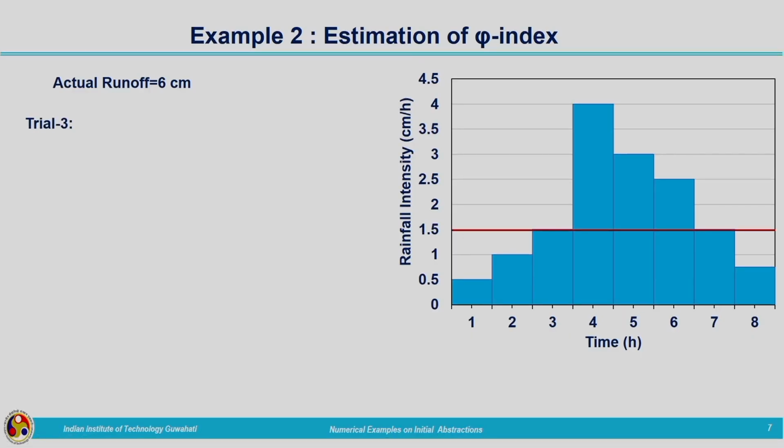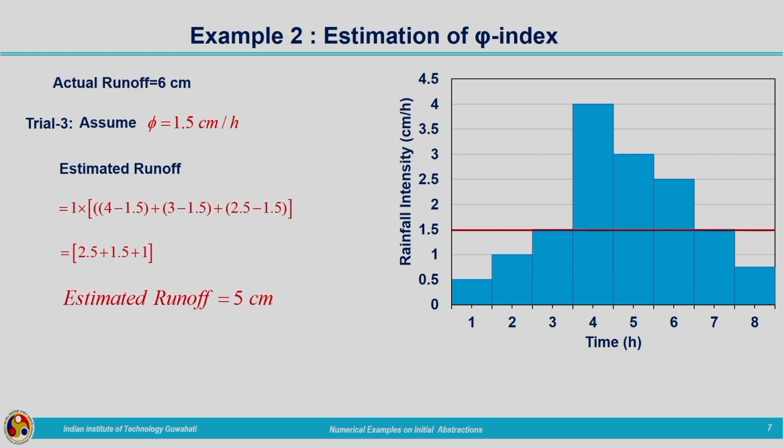In the third trial, we will assume a phi index value of 1.5 centimeters per hour. So, trial 3, our assumption is phi equal to 1.5 centimeters per hour. The estimated runoff will be around 5 centimeters. So, you can understand that the phi index value of 1.5 centimeters per hour produced a runoff depth of 5 centimeters, which is less than the actual runoff depth occurring at the outlet of the watershed.